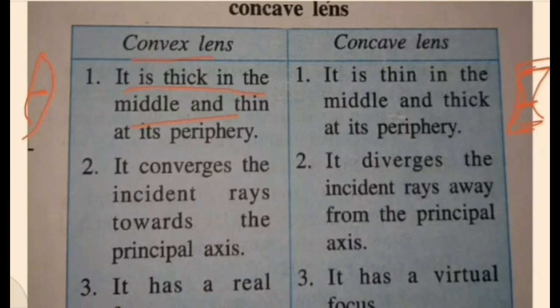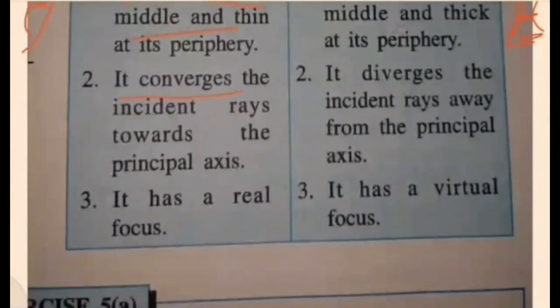Now the second thing is, the convex lens converges the ray. That means all the rays after refraction will be converging or meeting at a single point. Whereas the concave lens diverges or spreads the rays, and they appear to meet from a particular point. So it diverges the incident ray from the principal axis. Now the last one which we just mentioned: the convex lens has a real focus, whereas the concave lens has a virtual focus. So these are the three differences between convex lens and concave lens.